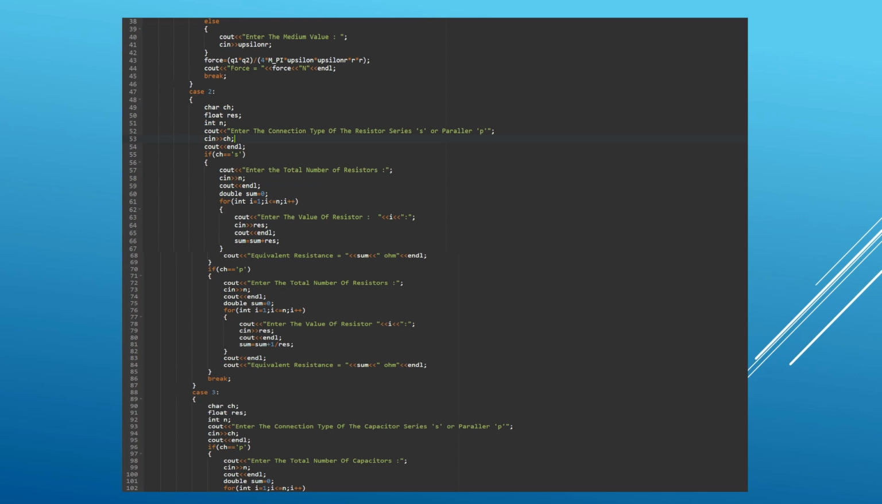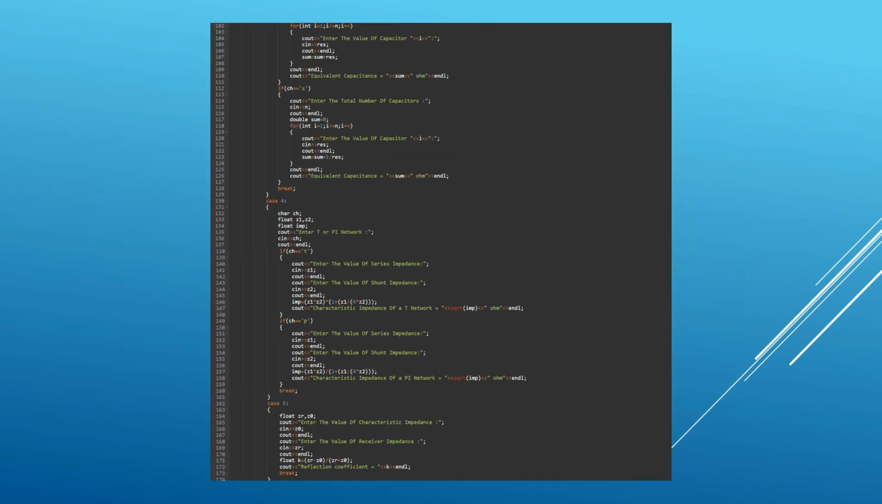In case 3, we are going to find the capacitance, that means the equivalent capacitance. Same as for the resistor, we are going to ask the total number of capacitors, and series or parallel. If the user enters yes, the capacitors are in series, or else parallel, and based on the data given by the user, the formula will be applied and the equivalent capacitance values will be produced.